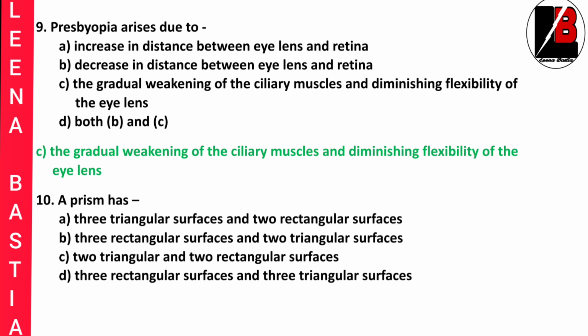Question number 10. A prism has option A, 3 triangular surfaces and 2 rectangular surfaces. B, 3 rectangular surfaces and 2 triangular surfaces. C, 2 triangular and 2 rectangular surfaces. D, 3 rectangular surfaces and 3 triangular surfaces. So the correct answer is option B, 3 rectangular surfaces and 2 triangular surfaces, right?